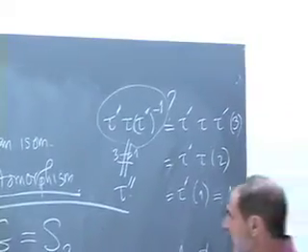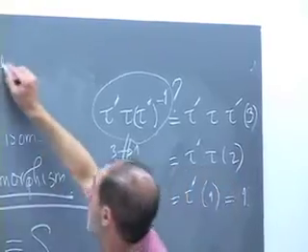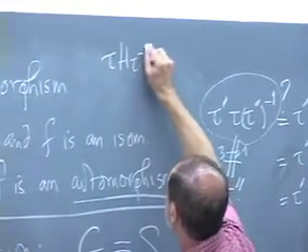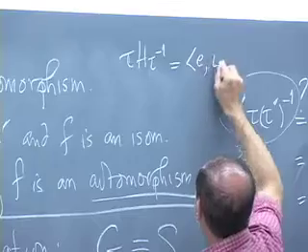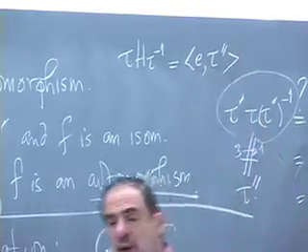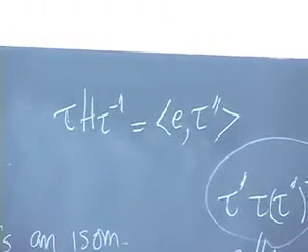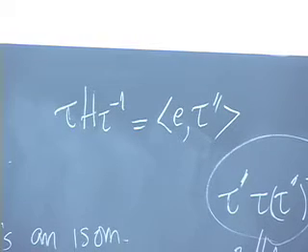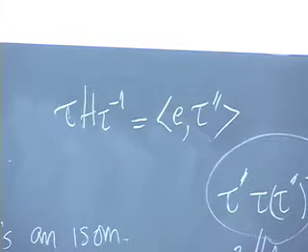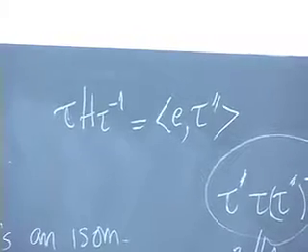Okay? So in fact, we find here that tau h tau inverse is the subgroup E tau double prime. And so there's a non-normal subgroup for you. So in particular, that subgroup is not the kernel of a homomorphism. Okay? So now let me give you some examples of kernels and images.